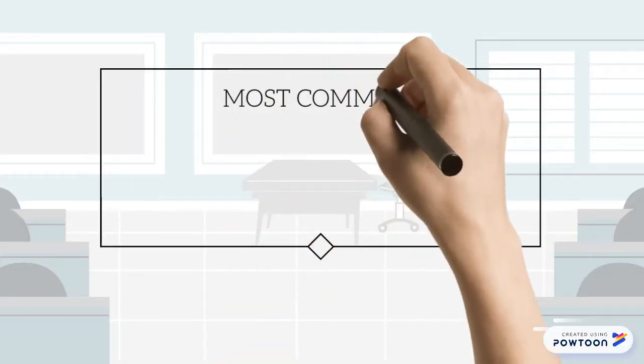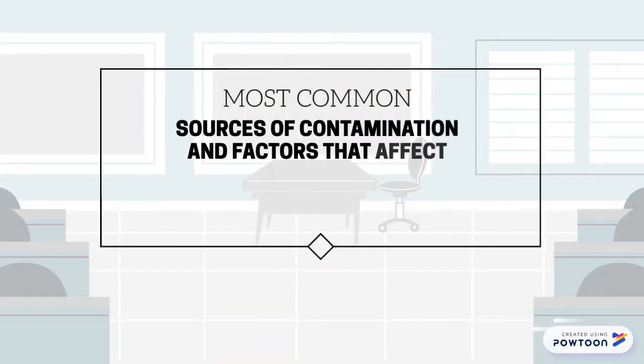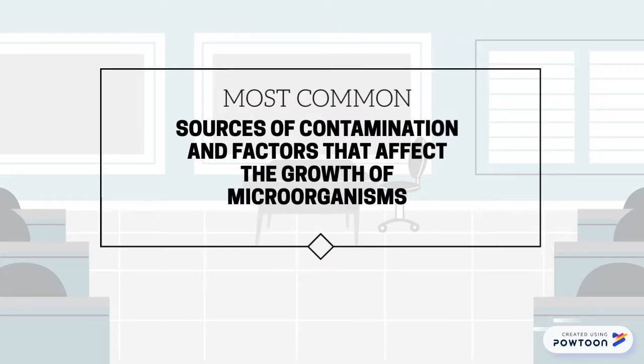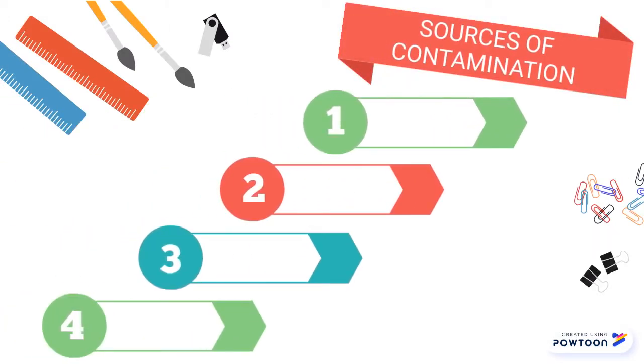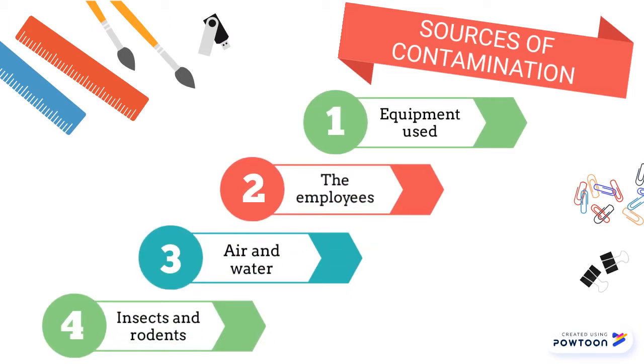Now we are going to discuss the most common sources of contamination and factors that affect the growth of microorganisms. Common sources of contamination are usually caused by equipment use, the employees, air and water, and insects and rodents.